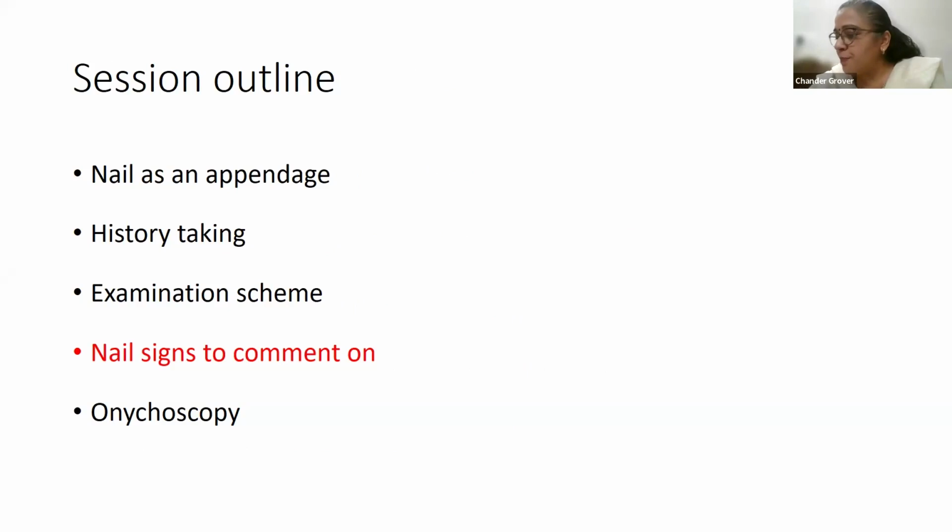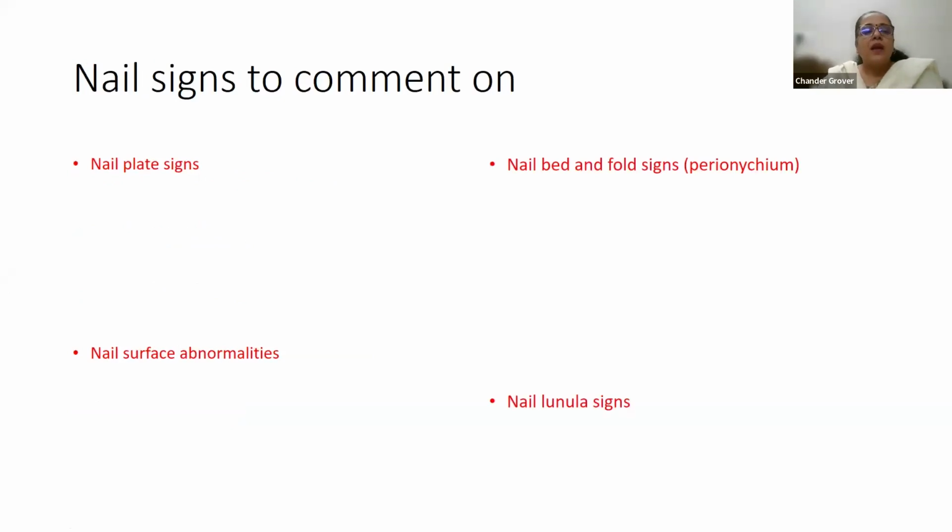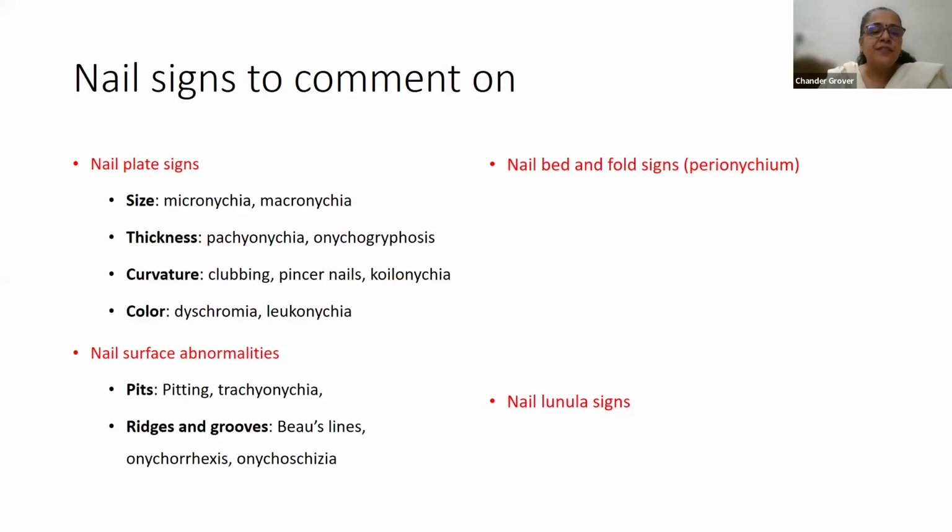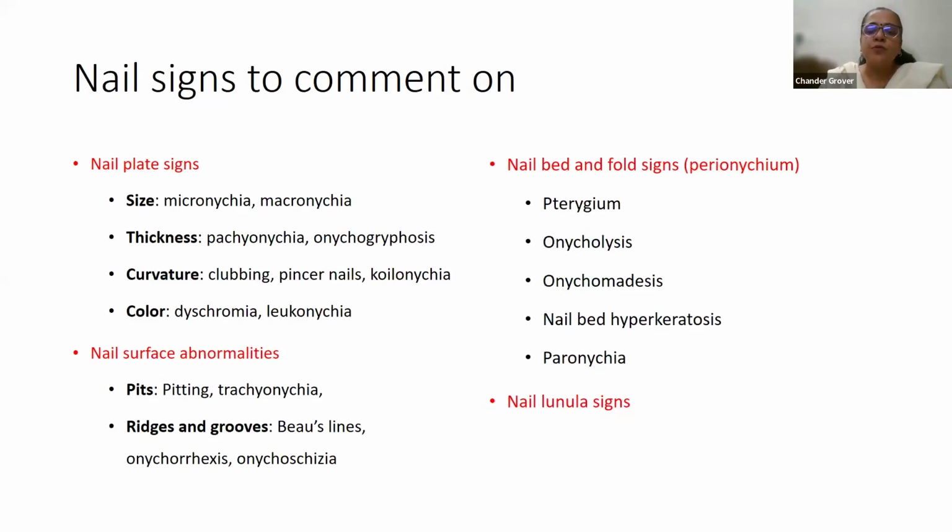Now coming to specific nail signs which we should comment on. So we have told you which parts of the nail to examine, how to examine them. Now we'll talk about what to examine in them. Nail signs to comment on. You have to divide them in terms of nail plate signs, nail surface abnormalities, nail bed and fold signs, and nail lunula signs. Nail plate signs are basically about the structure, the gross structure of the plate.